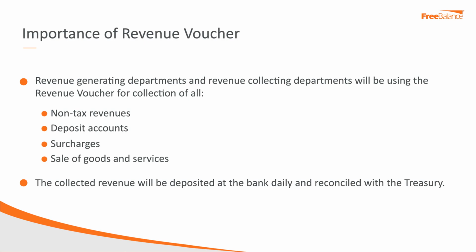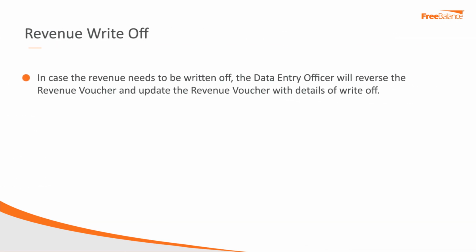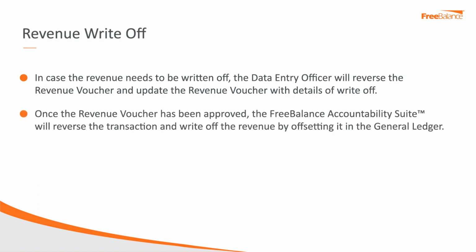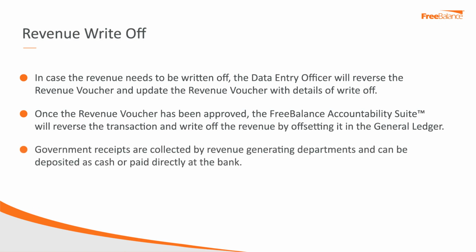In case of foreign currency revenue, the revenue will be updated with the currency received, and the exchange rate as maintained by the Treasury with daily rates from the central bank. In case the revenue needs to be written off, the data entry officer will reverse the revenue voucher and update the revenue voucher with details of write-off. Once the revenue voucher has been approved, the FreeBalance Accountability Suite will reverse the transaction and write off the revenue by offsetting it in the general ledger. Government receipts are collected by revenue-generating departments and can be deposited as cash or paid directly at the bank.